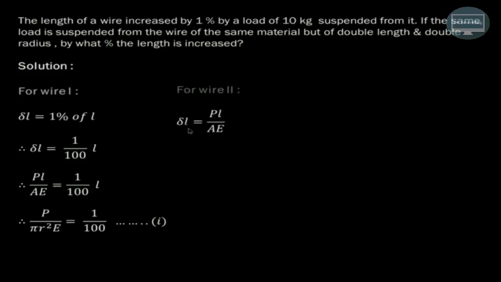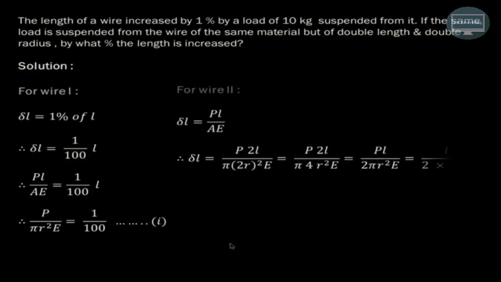Now for the second wire, again delta L is equal to PL upon AE. The force is the same but the length is double, so in place of L we have substituted 2L. Area is pi r square but the radius is double, so it is pi into (2r) whole square into E. So this is P into 2L as it is, over 4 r square. Now this 2 and 4, so here in the denominator there will be only 2 that will remain.